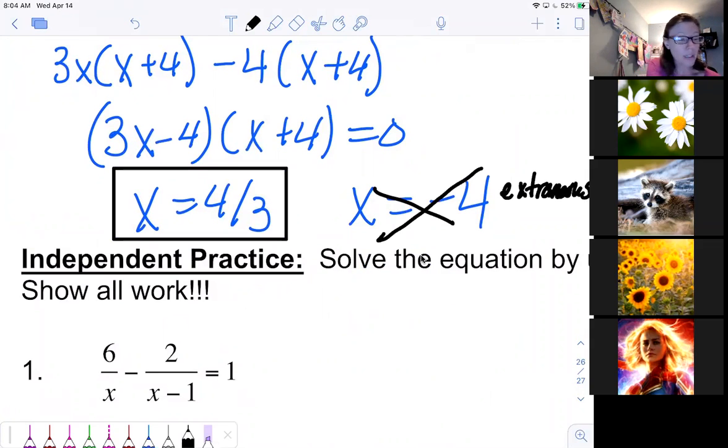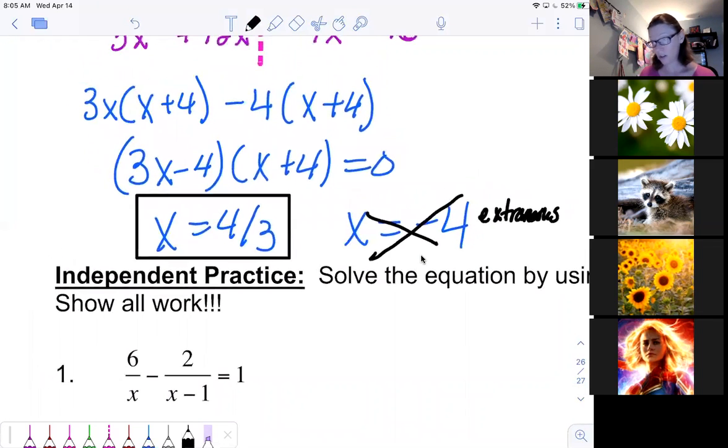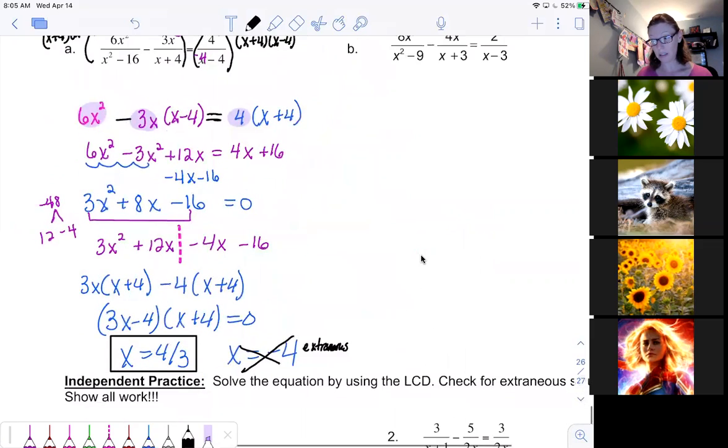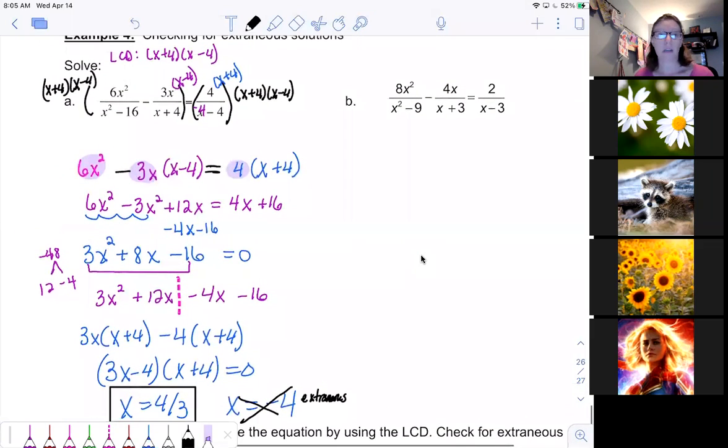So again, homework tonight, the first group of problems, 1 through 10, is cross multiplying. And then 11 through 19 odd, you'll be using the least common denominator to solve. Make sure you check for extraneous solutions. And please make sure you show your work. If you have questions, you can feel free to remain on.